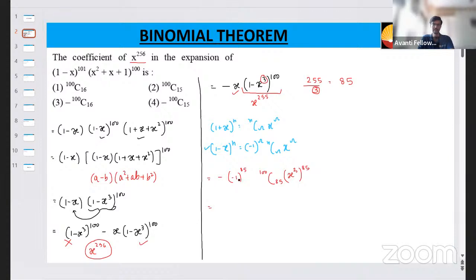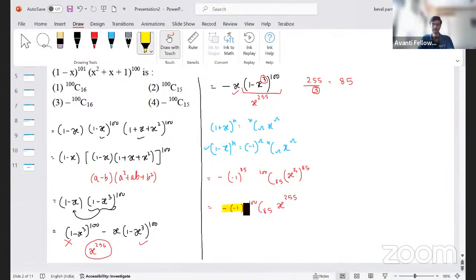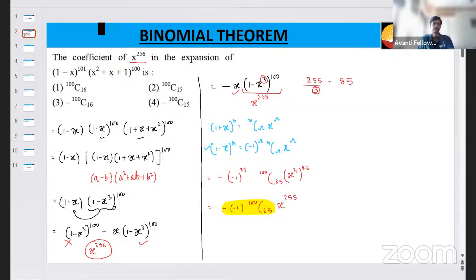So what happened? (-1) raised to the power 85 is -1, into 100C85 into x raised to the power 255. We want the coefficient, so only this part will come, and minus minus will cancel, we'll get 1, and finally we'll be left with 100C85, which is nothing but 100C15. So this is our answer, option number 2. A very simple question. Let's move on to the next.